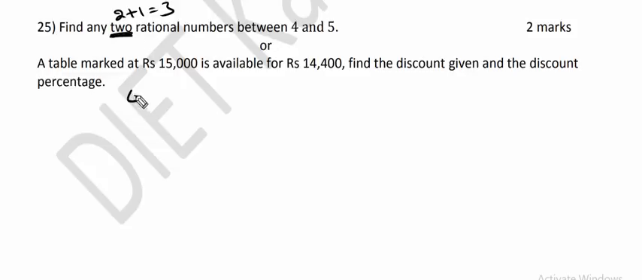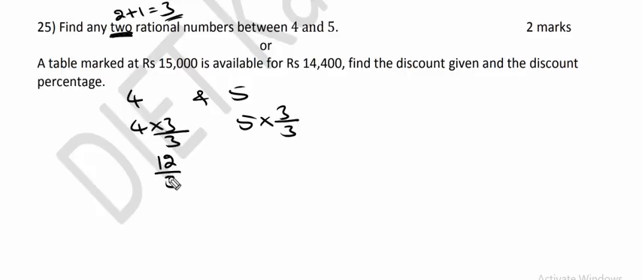So for 4 and 5, we have to multiply the numerator and denominator by 3. 4 into 3 divided by 3, and then we multiply the same number for 5 also. 4 threes are 12 divided by 3, 5 threes are 15 divided by 3. In between 12 and 15, there are two numbers.